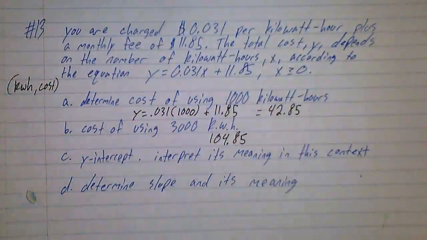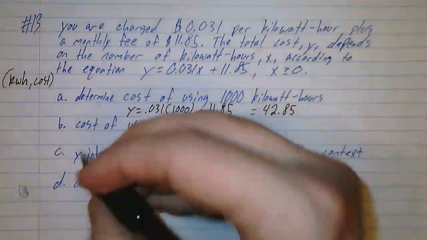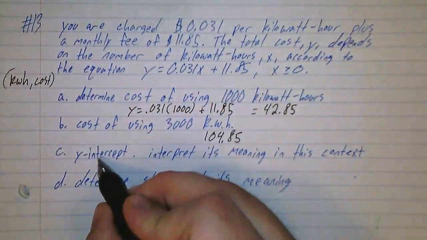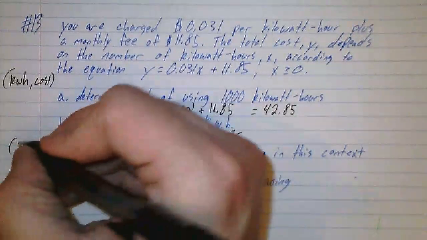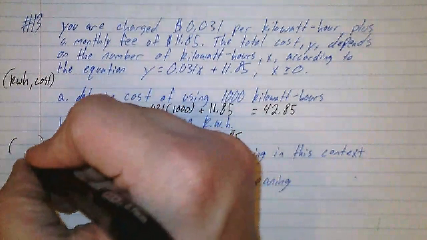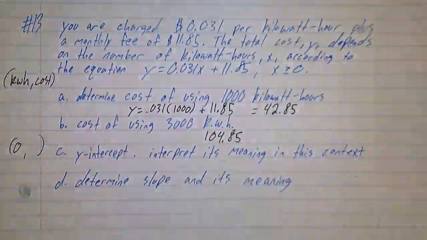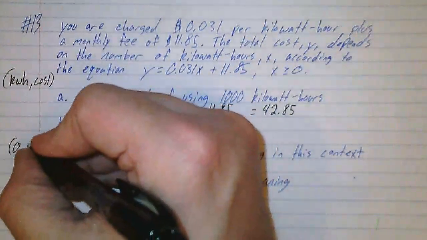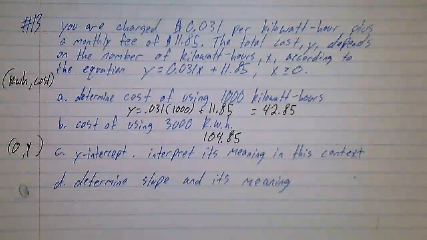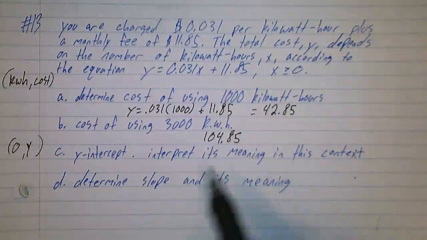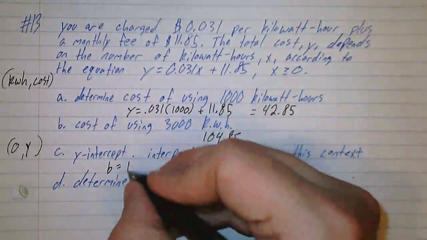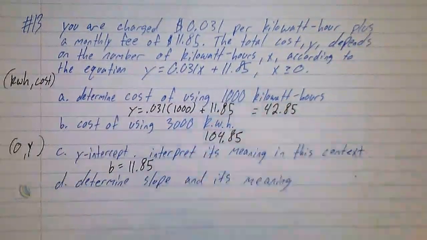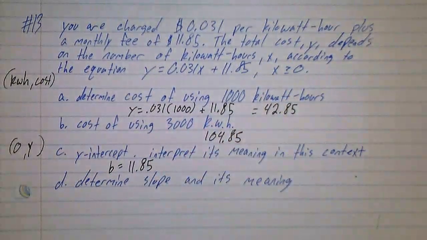Well, let's talk about that. When I'm on the y-axis, as we talked about in the previous video, that's the y-intercept, where you have a 0 for the x value and then your y value. That's how a y-intercept works. So our y-intercept, b, is $11.85.